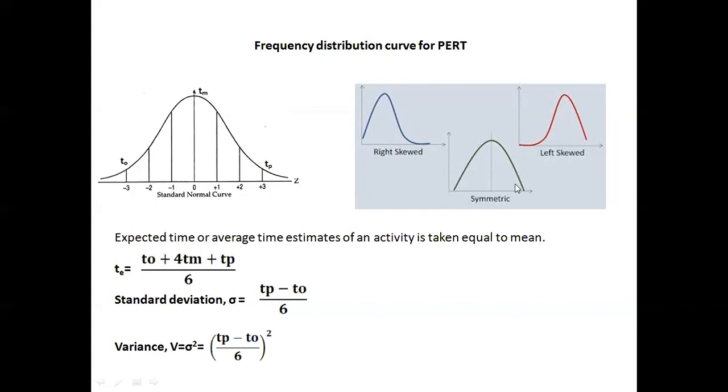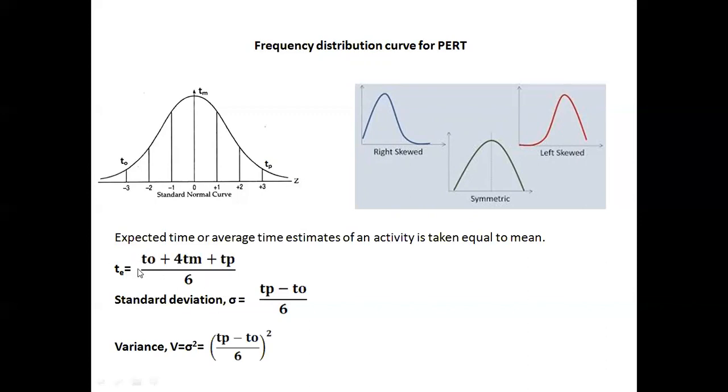The expected time, or the average time estimate of an activity, is taken equal to the mean. That is, TE, the expected time, is equal to TO plus 4 times Tm plus TP, divided by 6. So if optimistic time, pessimistic time, and most likely time are given, then the expected time for each individual activity is calculated by this equation.